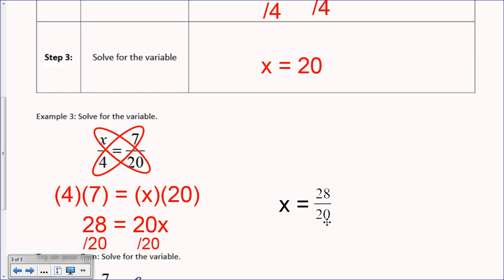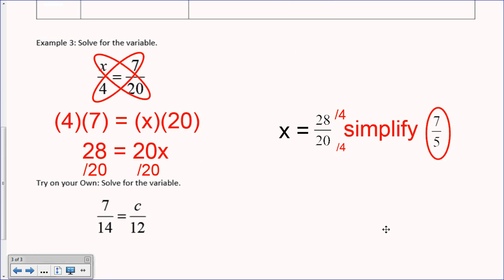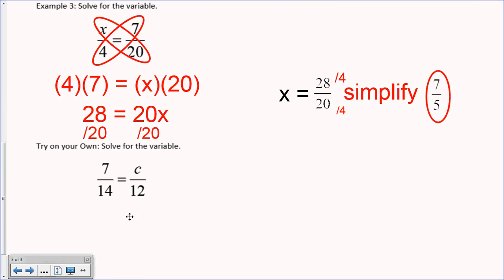Now 28 over 20 is not simplified. So I need to simplify it. Because I can divide them both by 4, or I can divide them both by 2. If I divide them both by 4, I end up getting 7 over 5. 7/5 is my simplified form of my answer. So that is actually what my x value is, 7/5. So I could write x equals 7/5. Okay, so you guys are going to try this last one on your own.